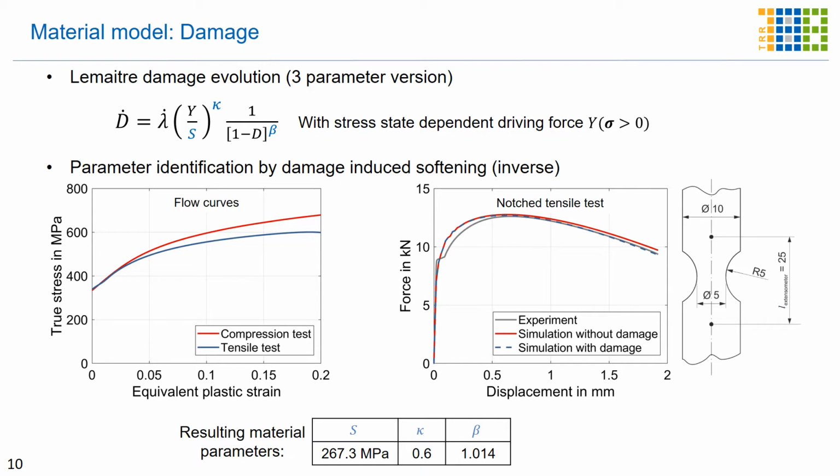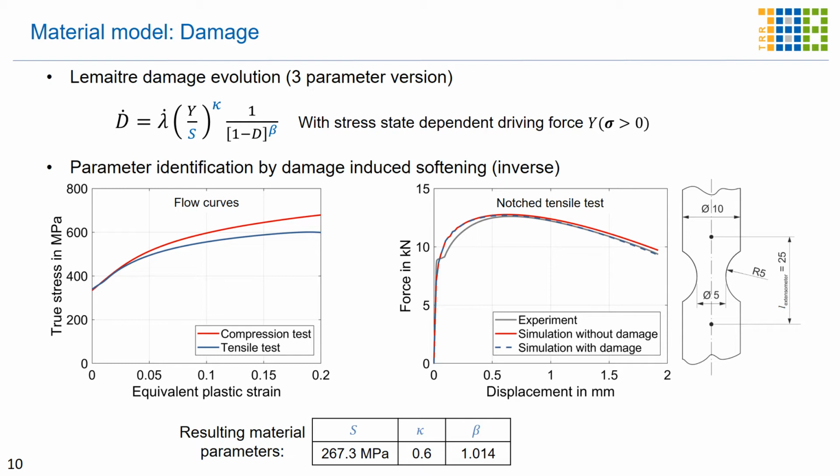We also slightly modified the evolution equation by using only the three material parameters kappa, S and beta, as a sensitivity analysis has shown that for the material at hand, the standard 4-parameter version shows some correlation between those parameters, so using only 3 is sufficient.